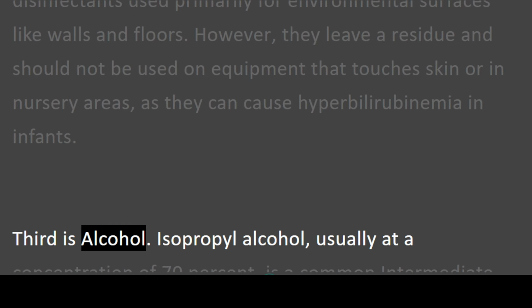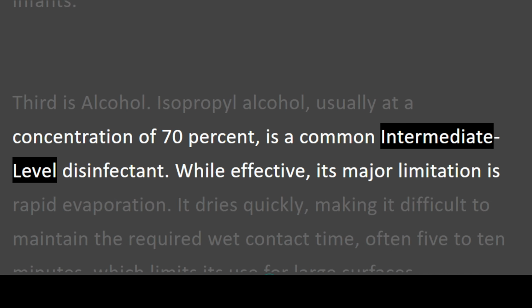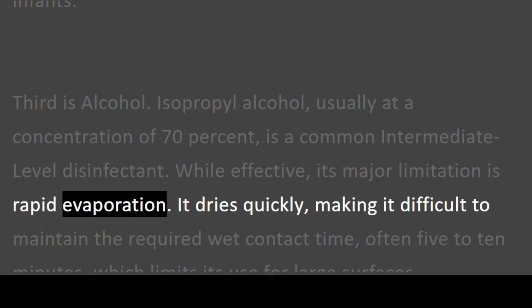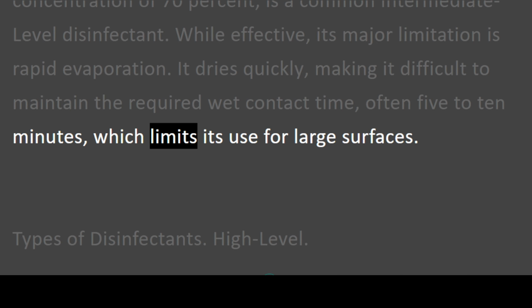Third is alcohol. Isopropyl alcohol, usually at a concentration of 70%, is a common intermediate-level disinfectant. While effective, its major limitation is rapid evaporation. It dries quickly, making it difficult to maintain the required wet contact time, often 5 to 10 minutes, which limits its use for large surfaces.